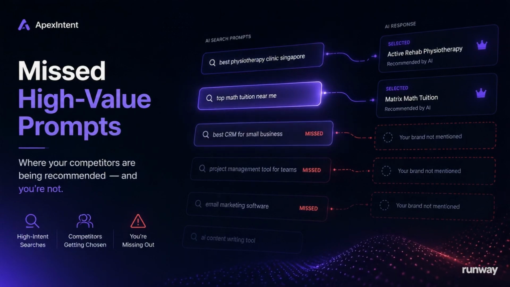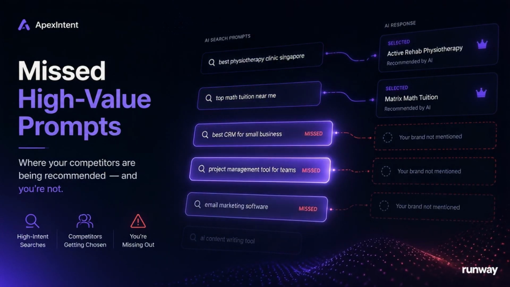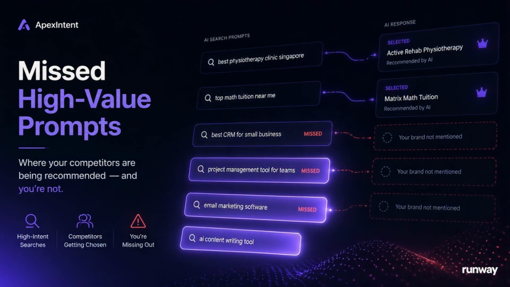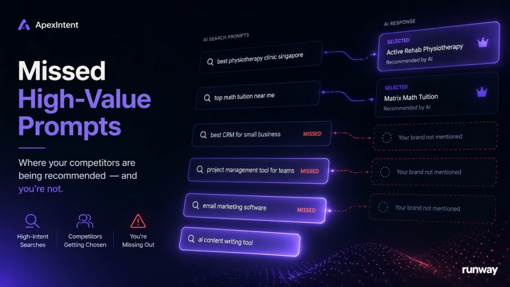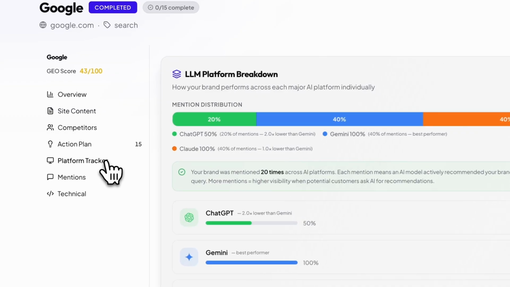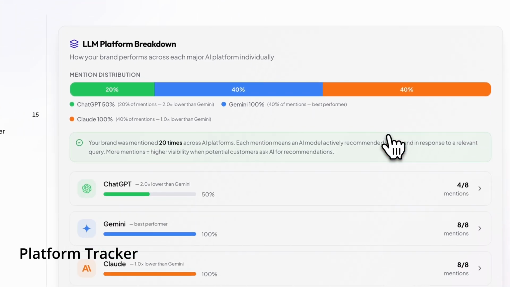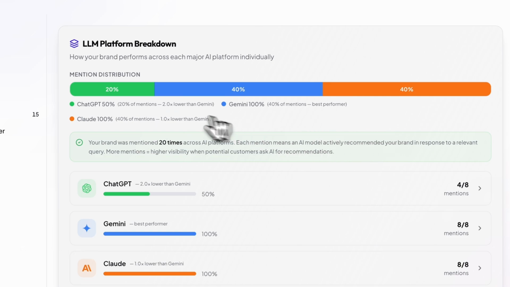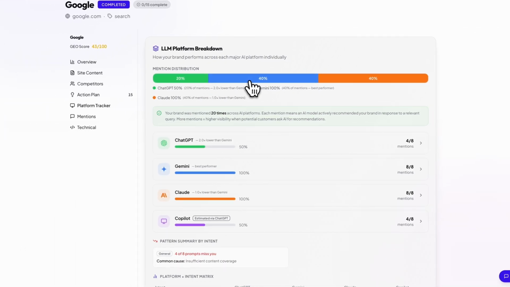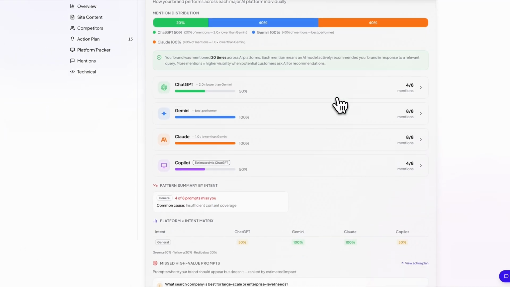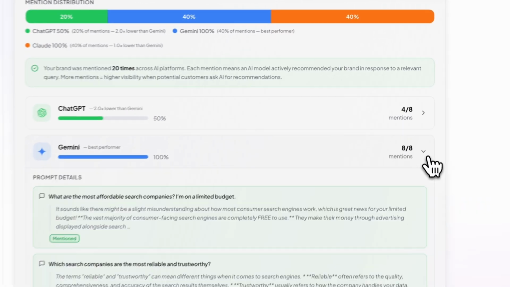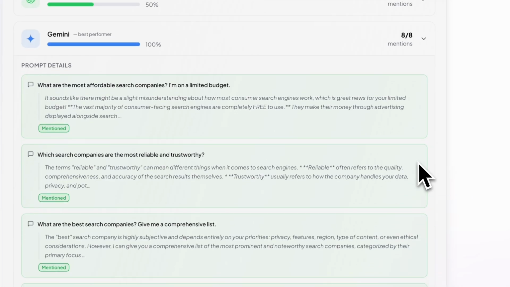Start from the top. These are the highest impact prompts where your competitors are currently being recommended instead of you. Here, you can see high-value prompts where your brand should appear, but doesn't. These are ranked based on impact, so you know exactly where visibility matters most. Start with the top prompts.